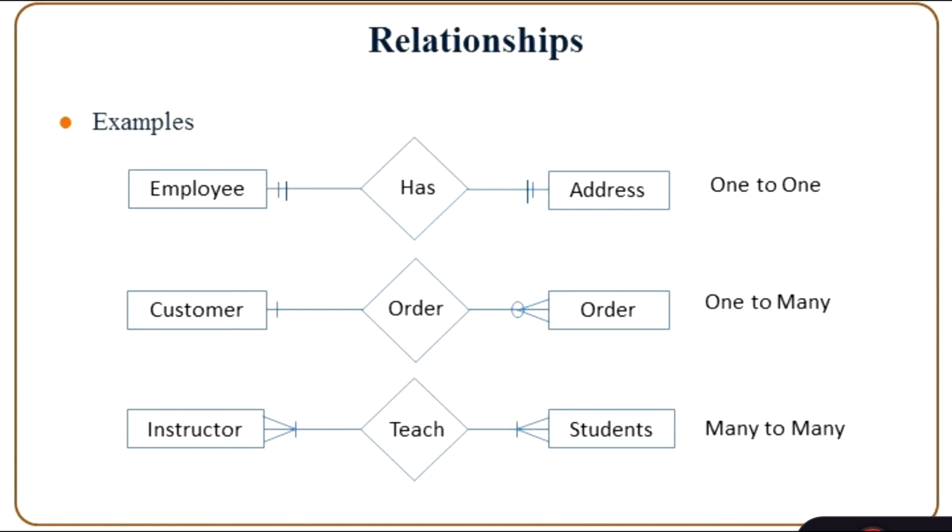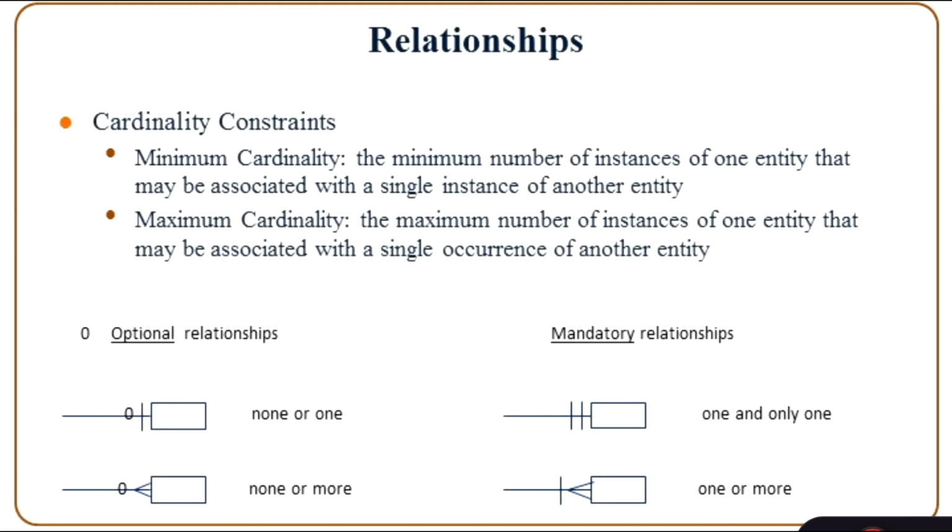This slide gives you more information on cardinality constraints. The first constraint means none or one. The second means none or many. The third means one and only one. And the last means one or many.